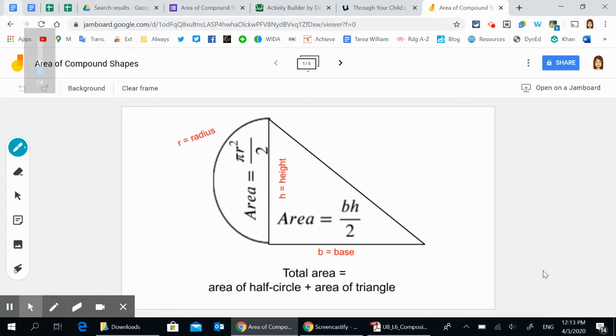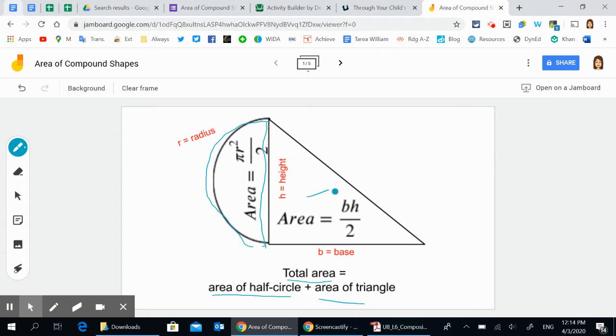Okay, so today we are going to look at the area of compound shapes. That is when we have two shapes together and we need to determine the area of both shapes and add them together. So if you look down here, you'll see the formula. We have the total area of this example where I see two shapes. The total area is going to be equal to the area of this half circle, so this part is half of a circle, plus the area of this triangle.